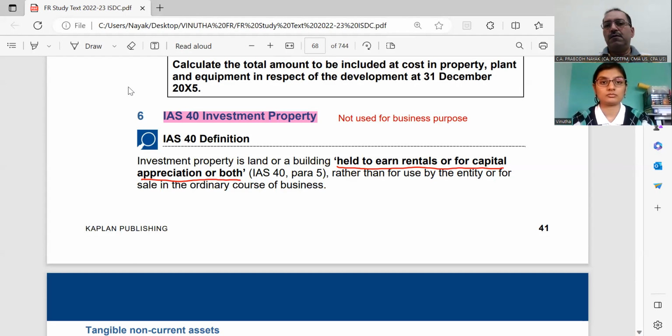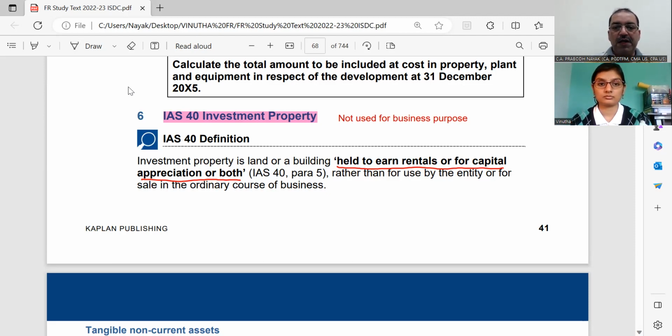where I can keep that property as investment with me and wait for the appreciation in the value of the property. Or alternatively, I can let out the property on rental basis and earn rent from that. So either way, I'm going to be receiving some amount of income or a profit from that property. That property is not used for a business purpose, neither as an administrative office or as a factory building, but it is used to earn income and to make profit. So investment property which is held in such a way is covered by IAS 40.